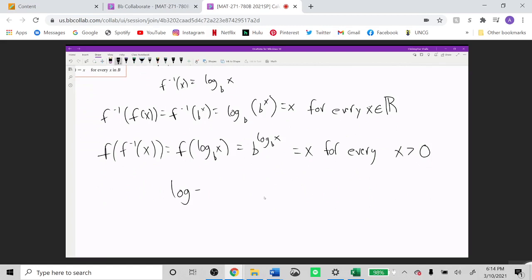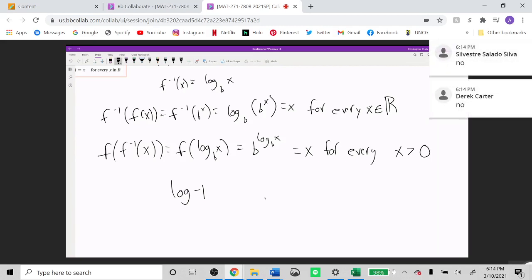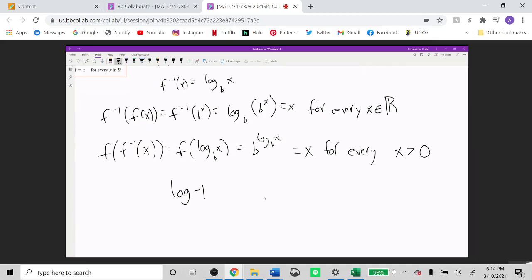Similarly, if I were to plug -1 into a logarithm or any other negative number, can I ever raise a positive number to a power and get a negative number as my result? No. So logarithms are not defined for negative inputs either. Logarithms are only defined for strictly positive numbers.